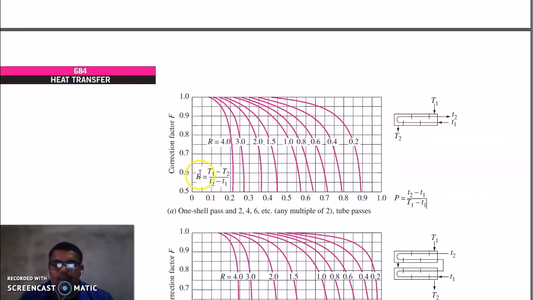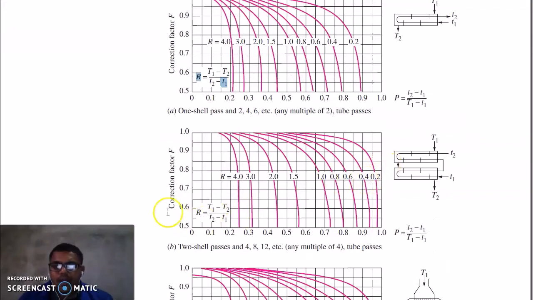Now in second case, this is also a temperature ratio. It is the ratio of the inlet and outlet temperature difference of the fluid on the shell side to the outlet and inlet temperature difference of the fluid on tube side. So this is your R. So correction factor for one shell pass and 2, 4, 6 etc., any multiple of 2 tubes, are given in this table here. Again, correction factor for 2 shell pass, this is 2 shell heat exchanger, and 4, 8 and 12 so on. This is given for any multiple of 4. This is for any number of tubes. Multiple of 4 means 4, 8, 12 so on. So here parameter P, this is your temperature ratio here.